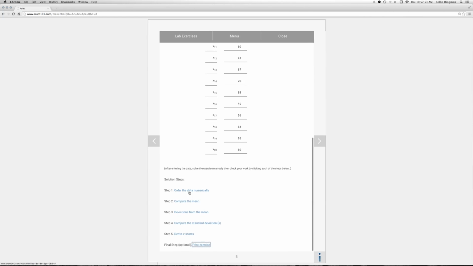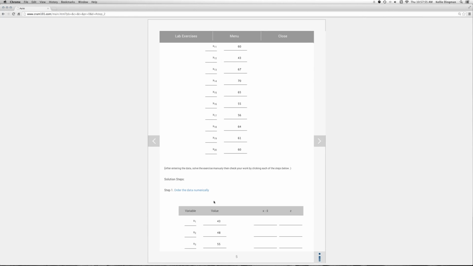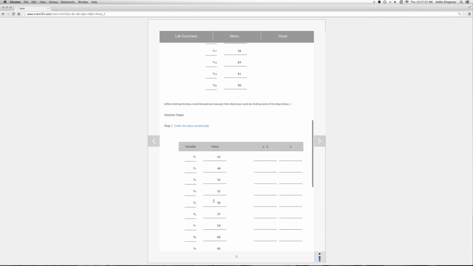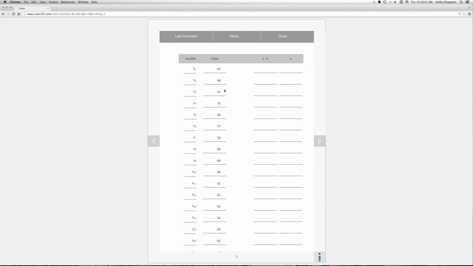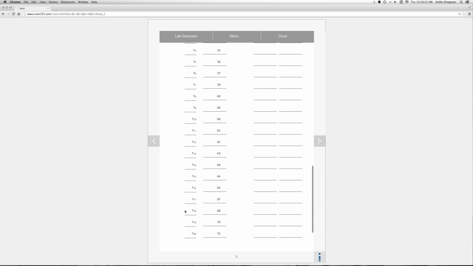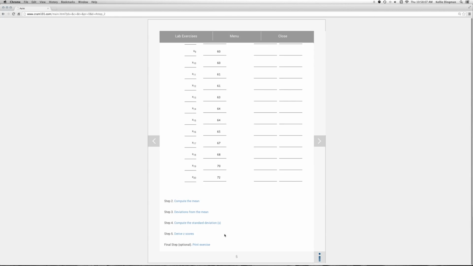Okay, the next step is to order the data numerically. So in this next table, we've taken our data above and sorted it from lowest value to highest value. Cram does this really nicely for you. It saves you a lot of trouble. Okay, we've laid out some extra columns over here, which we'll get to in a few minutes.